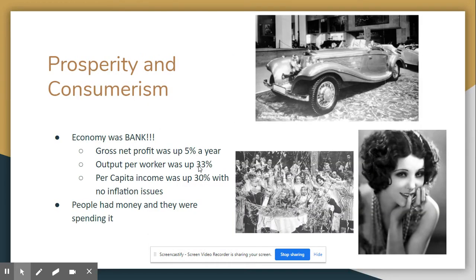Prosperity and consumerism: the economy was booming. Gross net profit was up. People were out there spending money. There weren't very many inflation issues. People had money and they were spending it. You can see the pictures there.